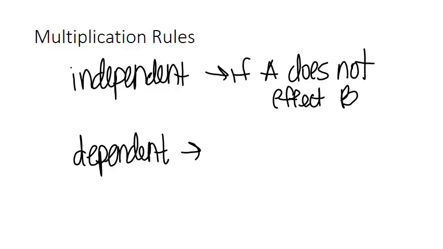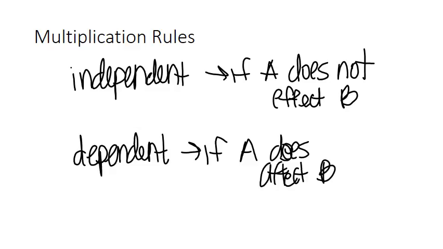So we have this idea of dependent events, and that means if the first event affects the outcome of the second. So if A does in fact affect B. So we have some examples here about independent and dependent events. When we're talking about multiplication, these are things having to do with the probability of something and the probability of something else. We want to determine if they're independent or dependent.